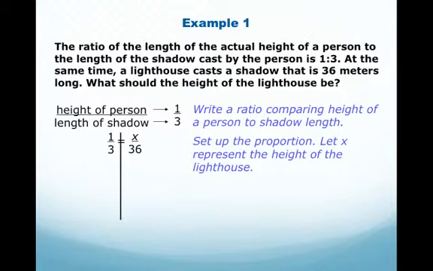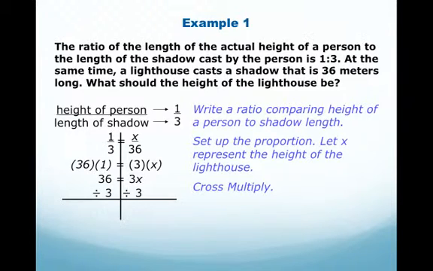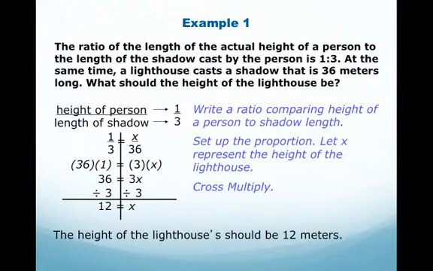We solve this by putting a line down the middle and then cross multiplying. So we should get 36 times 1 equals 3 times x. 36 times 1 is 36, and 3 times x is 3x. We're going to try to get the x by itself, so we have to get rid of the 3. We do this by dividing both sides by 3. 36 divided by 3 is 12, and 3x divided by 3 is x. So we get x equals 12. So the height of the lighthouse is going to be 12 meters long.